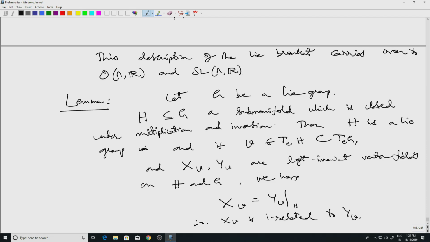And now if V is in the tangent space at identity, I can extend V to be a left invariant vector field on this Lie group H and also on the Lie group G, because the same V belongs to two different tangent spaces. I'm saying that the left invariant vector field on H is just a restriction of the left invariant vector field Y on the big group. And with that, I'll be able to describe all the Lie brackets on these groups OnR and SLnR.